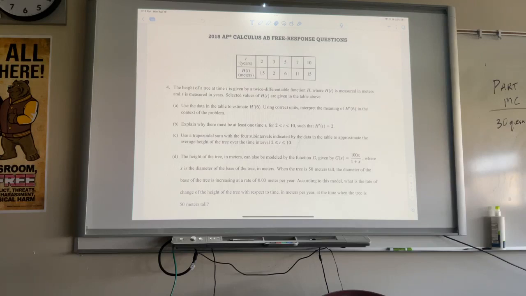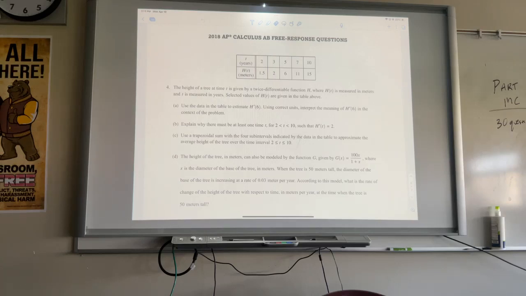Use the data in the table to estimate h prime of 6. We love this question, guys. Is it just a rate? Basically. We can estimate a derivative from the slope. Those don't convert.